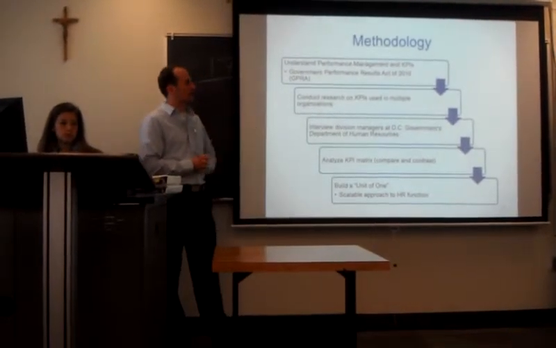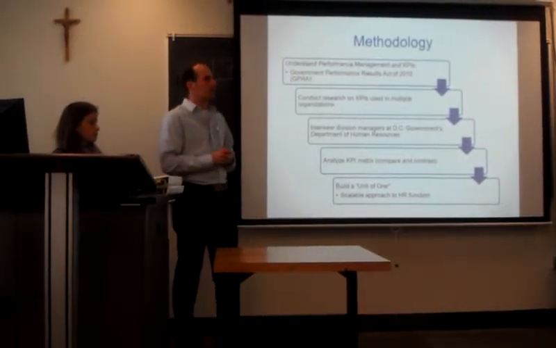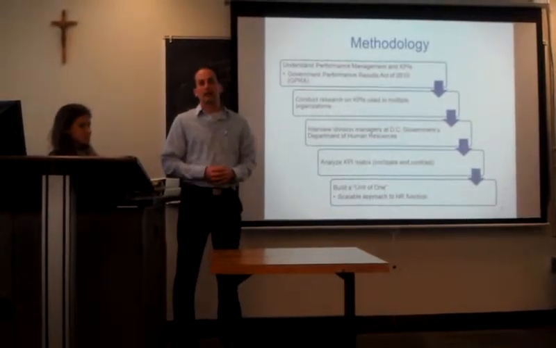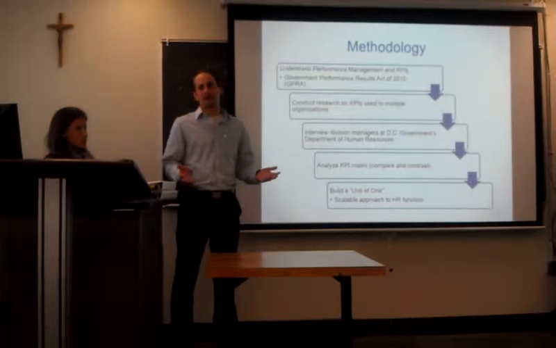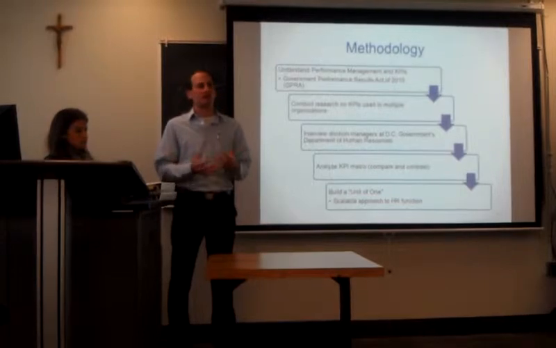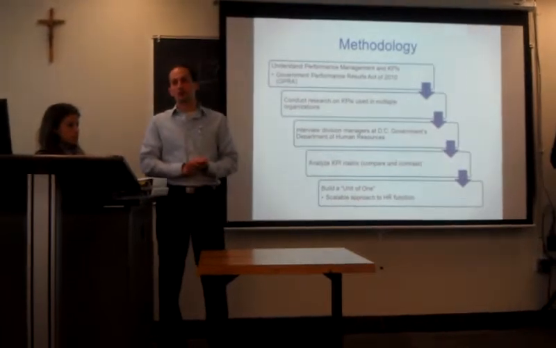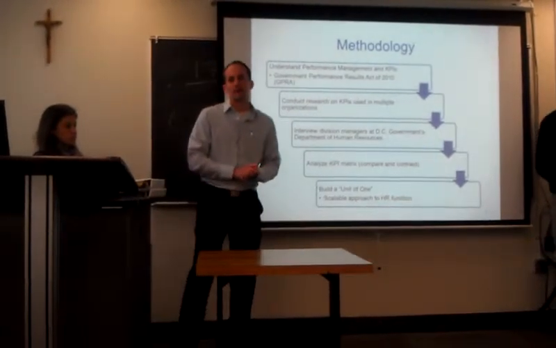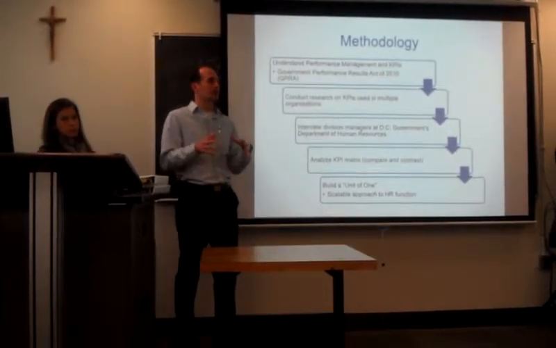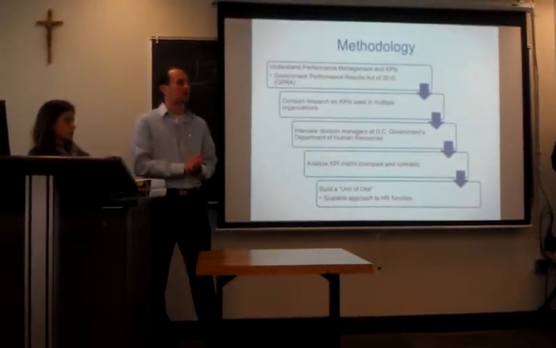And so in learning about those foundational terms, we reviewed a number of documents. An example of one of the documents we reviewed was the Government Performance Results Act of 2010, which is basically a piece of federal legislation that was enacted for the purpose of requiring greater accountability and transparency in federal government agencies. And so that document served as kind of an example for us of how performance management and KPIs could be used in an organization to increase that accountability and transparency.